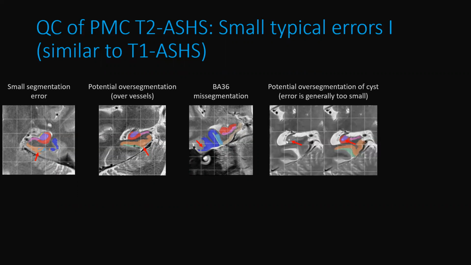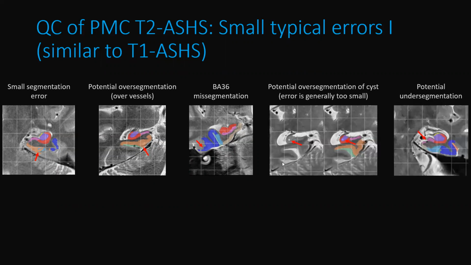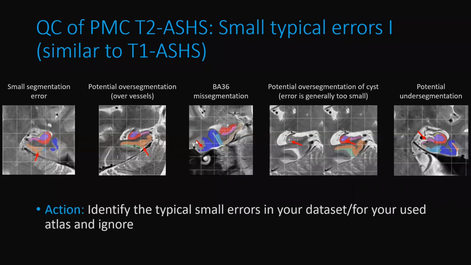Cysts are sometimes over-segmented, but as they are very small, I would also say that's not really a problem. And then from time to time, you see a gap in the segmentation. This often occurs, of course, when there's a vein or vessel that is pressing against the cortex. But it can also occur in other places. But that's such a small missing piece of the label that it's really not a problem.